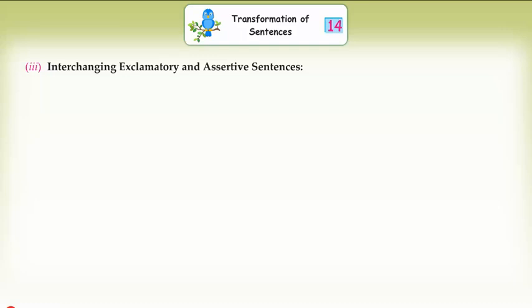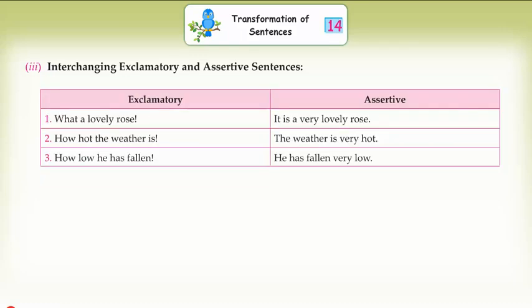3. Interchanging exclamatory and assertive sentences. Exclamatory, assertive. 1. What a lovely rose! It is a very lovely rose. 2. How hot the weather is! The weather is very hot. 3. How low he has fallen! He has fallen very low.